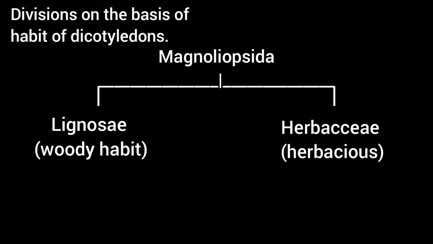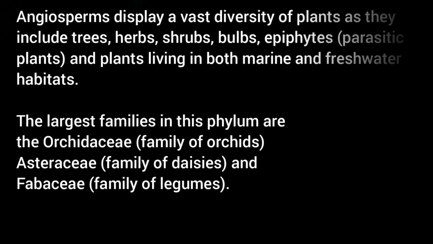It has 2 divisions on the basis of habit of dicotyledons. 1. Lignosae: woody habit. 2. Herbaceae: herbaceous. Angiosperms display a vast diversity of plants as they include trees, herbs, shrubs, bulbs, epiphytes, parasitic plants, and plants living in both marine and freshwater habitats.